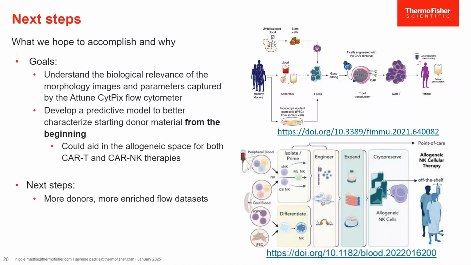This could also be largely beneficial to the allogeneic space for both CAR-T and CAR-NK therapies, where healthy donor cells are processed to generate several doses down the line. If we can better understand donor variability through more advanced characterization from the beginning, we can then better understand ways we can tune the process in a smart manner ahead of time to ensure a more robust and efficacious end product.